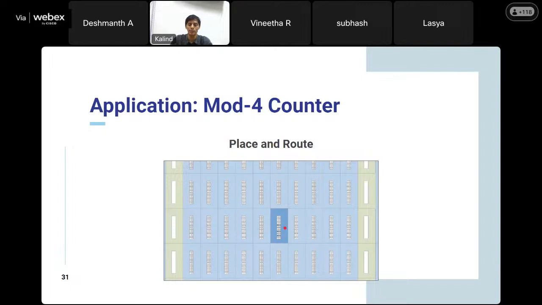It says that your simple logic design of mod 4 counter is using 3 LUTs of the entire pool of LUTs available in this FPGA, right? So this is how one single application of your mod 4 counter will be realized onto FPGA.